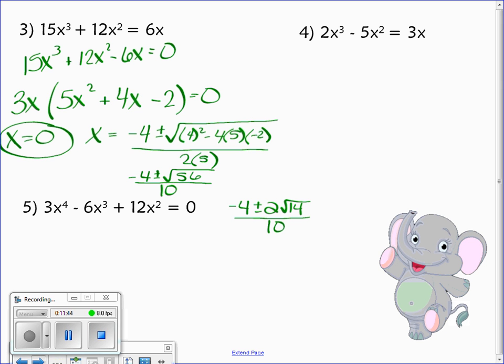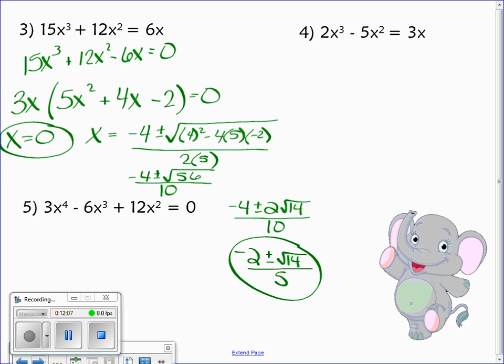All 3 numbers can be divided by 2. So we get negative 2 plus or minus 1 radical 14 all over 5. Good, that's 2 answers. Very nice. Plus minus. So there's 2 answers. There's the third answer. I'm supposed to have 3. I got them all.